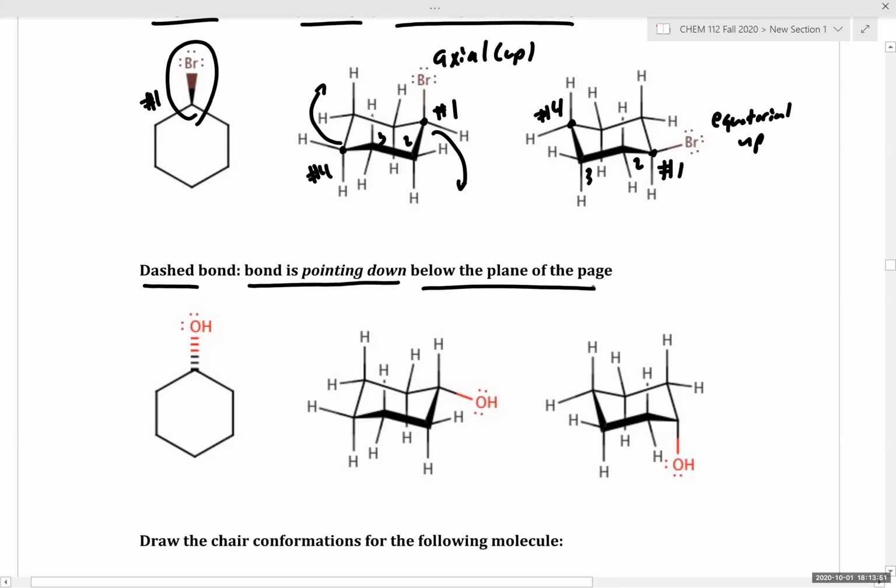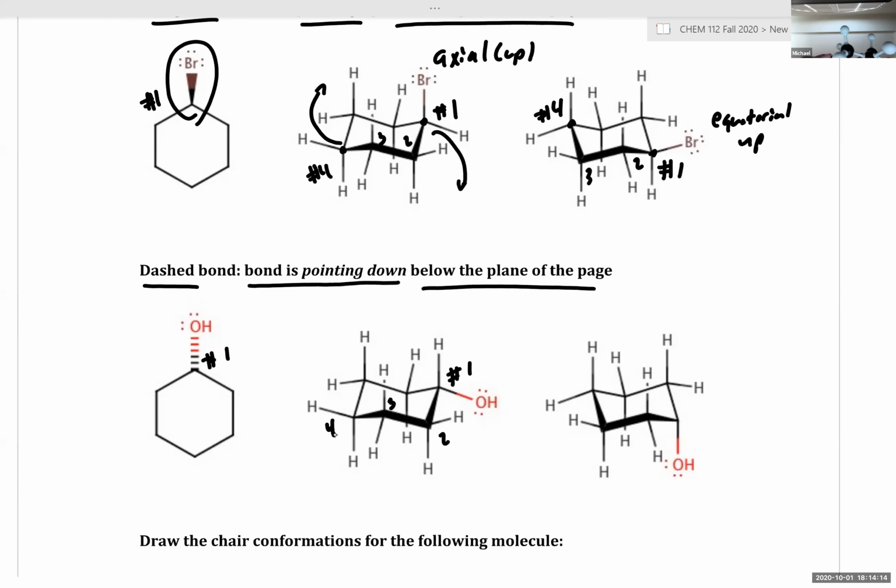If possible, I like to start counting at carbon 1. So I'm going to arbitrarily label this carbon as carbon 1. Okay, so a wedge bond means that the bond is pointing up, above the plane of the page. So here's a model of one of our chair conformations.